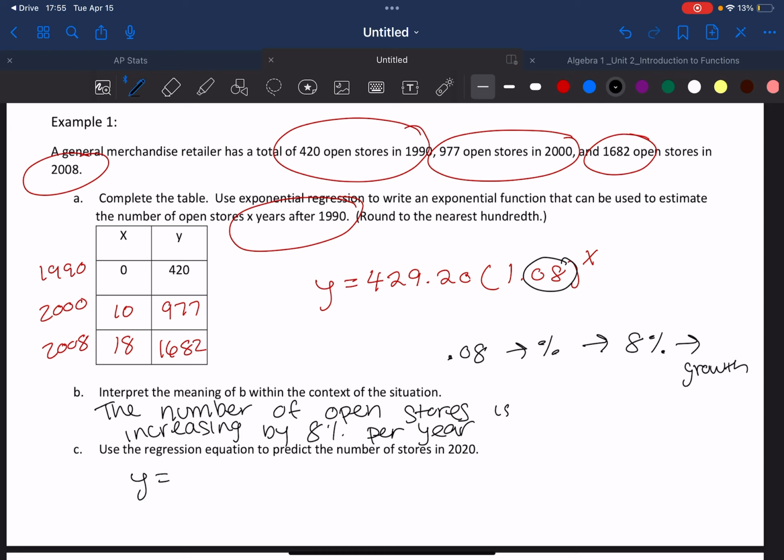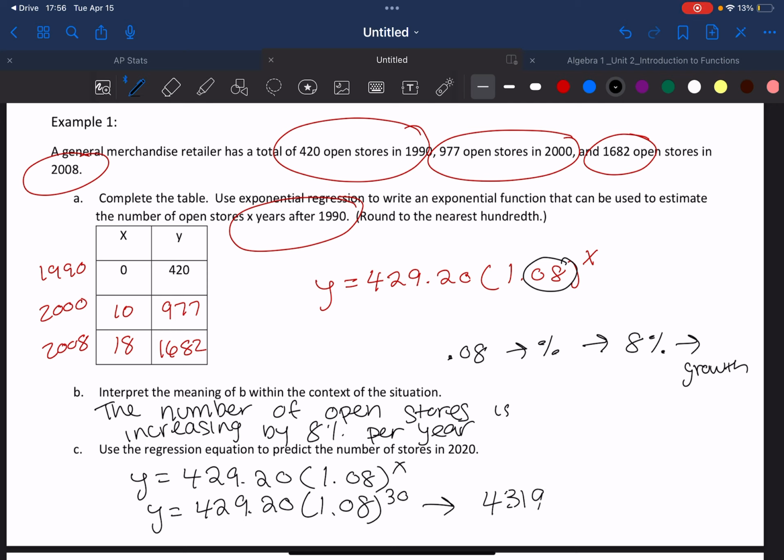So we're using our equation that we found, and then we have to think, okay, 2020 is how many years after 1990? Well, that's 30 years between 1990 and 2020, so I'm going to plug a 30 into my x value. Then I'm just going to plug this entire thing into my calculator, and I get 4,319. You may get a decimal when you type that in. Just know we're talking about stores, and you can't have a percentage of a store, so always just round up.